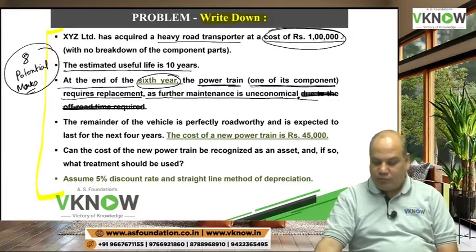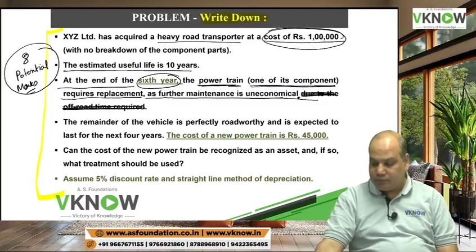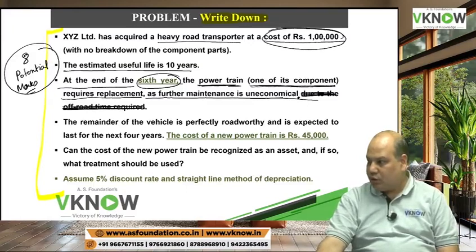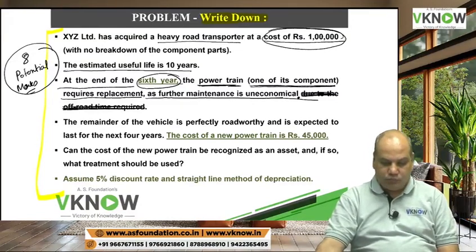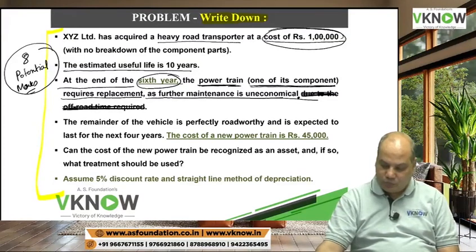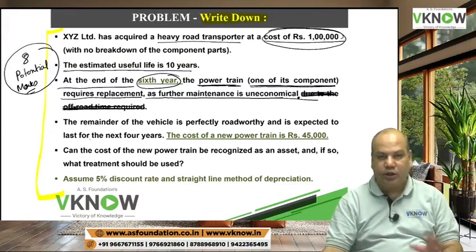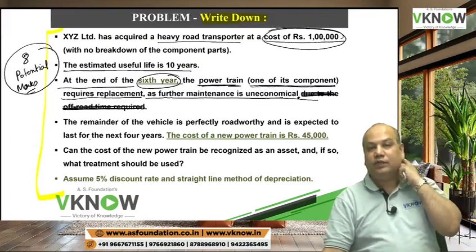Second line, write down: the remainder of the vehicle is perfectly roadworthy and is expected to last for the next 4 years. So the vehicle will continue for 10 years, but one part needs to be replaced after 6 years.